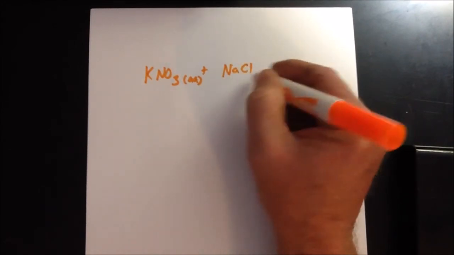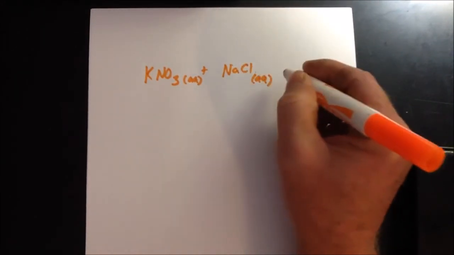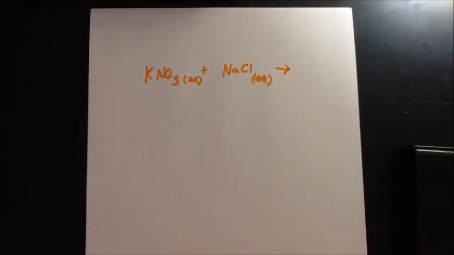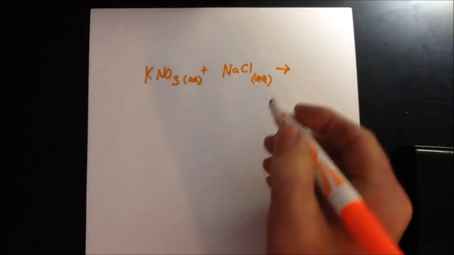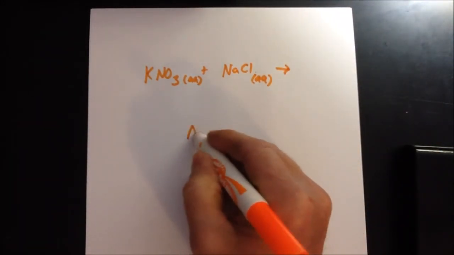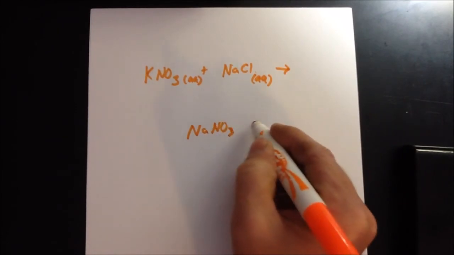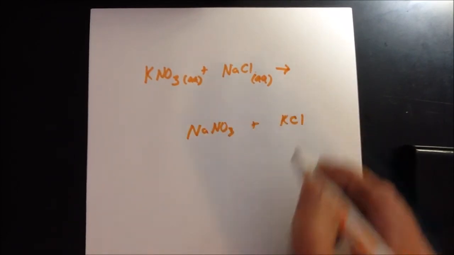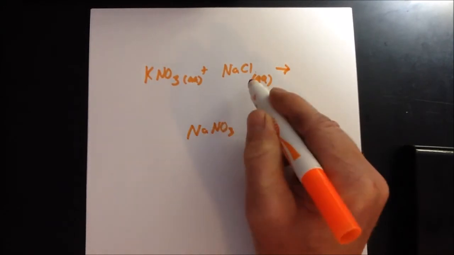Again, two rules there. Whichever rule you want to exercise, both support the fact that that is going to be aqueous. And this looks like it might be a double displacement reaction. So I'm going to go ahead and do that. NaNO3 plus KCl. And because these are solutions, that means there's water present.